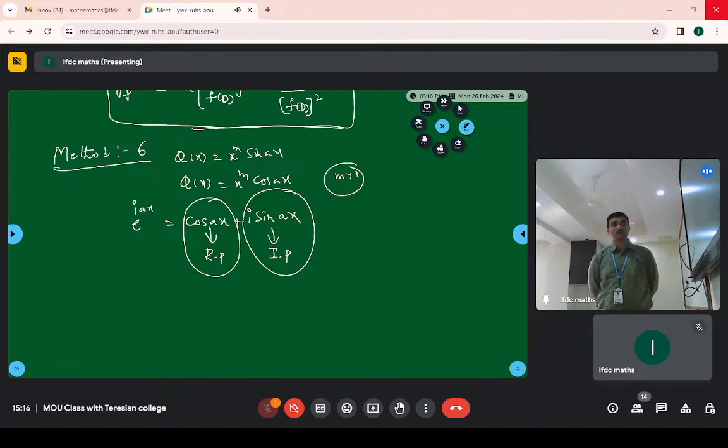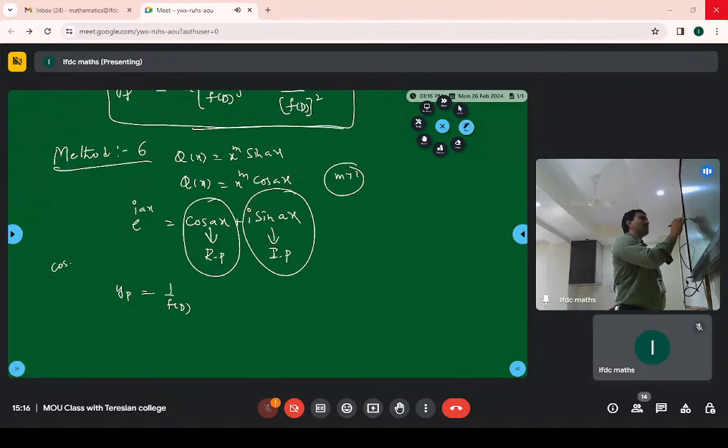You can easily get the solution. So this method is applicable especially for m greater than 1. The m value must be strictly greater than 1. So you can take m as 2, 3, 4, 5, 6, whatever it may be, and you can easily get the solutions by using this.